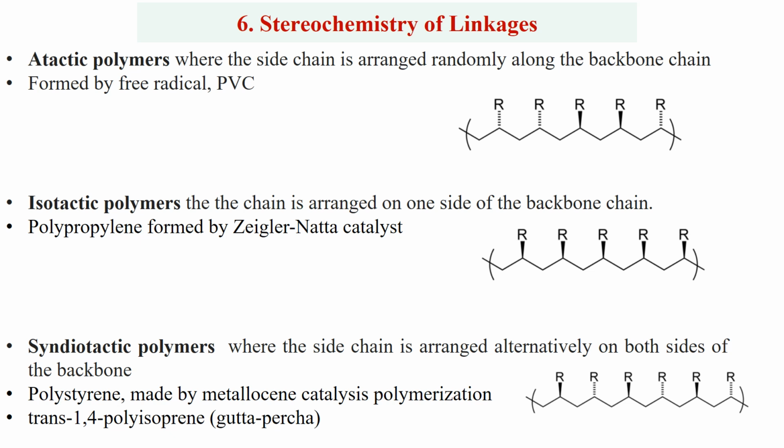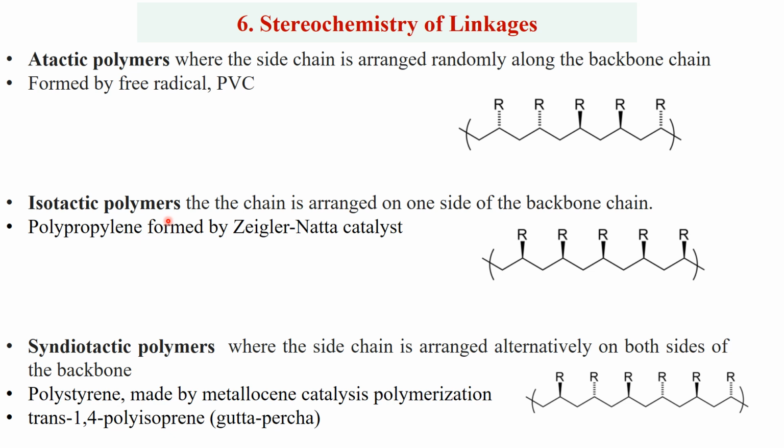On the basis of stereochemistry, atactic polymers are those where the side chain is arranged randomly along the backbone chain. Usually these are formed by free radical. An example is PVC, polyvinyl chloride. Here we can see that there is no arrangement.